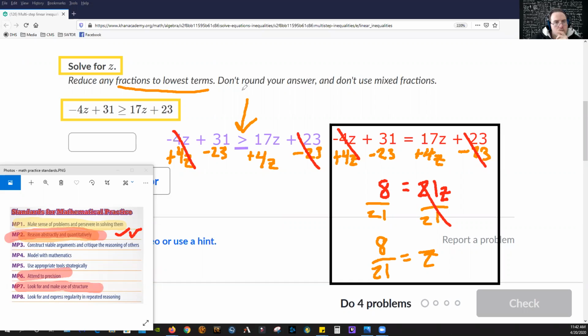So what I am left with: 31 minus 23 is 8, is greater than or equal to 17z plus 4z, that'd be 21z. So if I divide both sides by 21, 21 divided by 21 is equal to 1, so you basically have 1z.